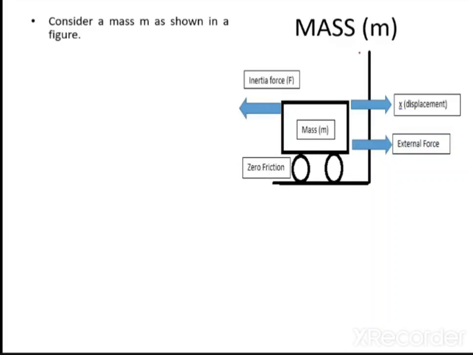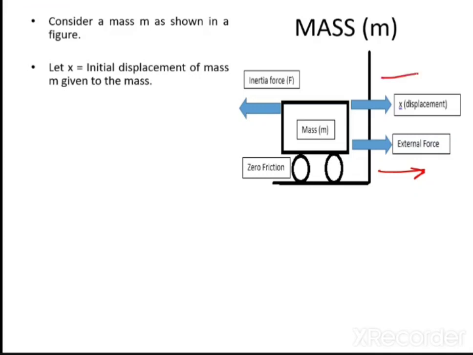So this mass is denoted by small m. Now consider the mass m as shown in the figure. Let us say that x is the initial displacement of the mass given to the system. In which direction have I applied the force? I have applied a direct force to the right of the mass. So displacement will also be towards the applied force, that is F.